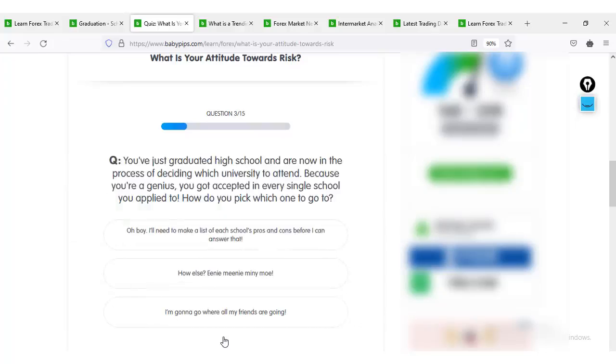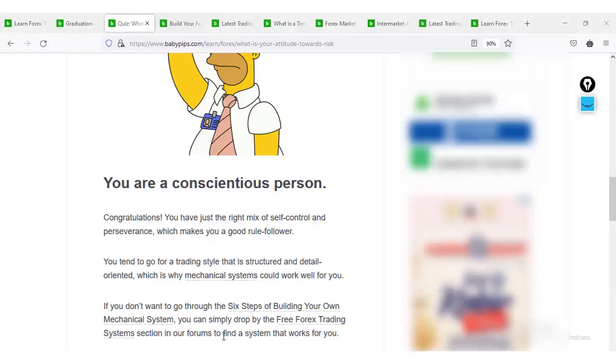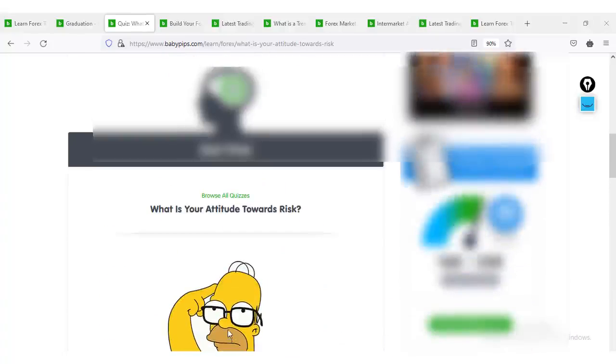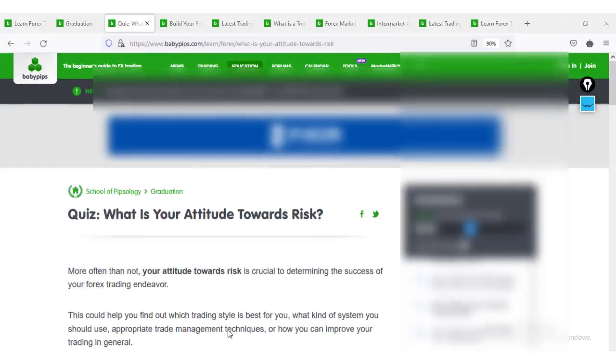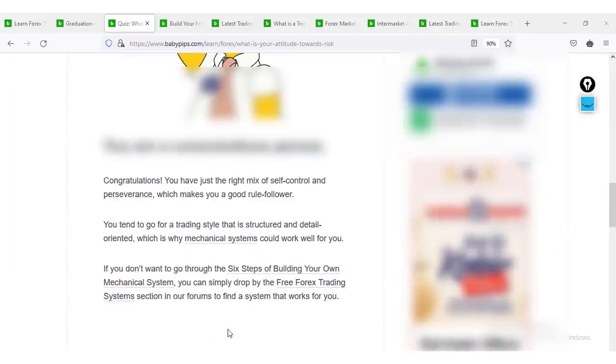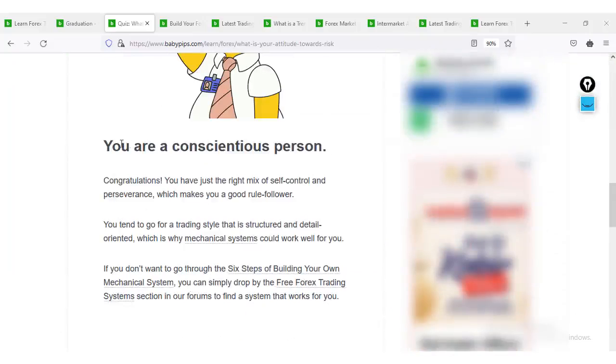So I'm going to pause the video now, and once I'm done with the quiz, I'll come back and give you my results. So guys, I'm back. Done with this quiz. It says, what is your attitude toward risk? And after the quiz, here is the answer. It says, I am a conscientious person. And it says you tend to go for a trading style that is structured and detail oriented, which is why mechanical systems could work well for you.